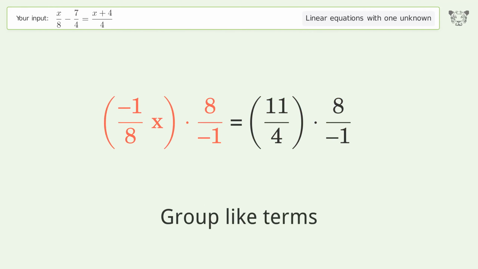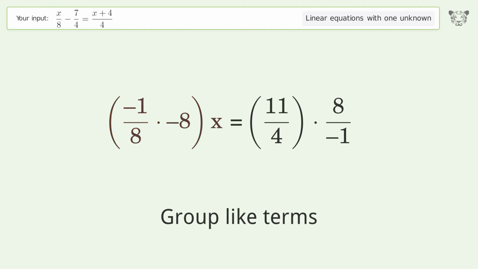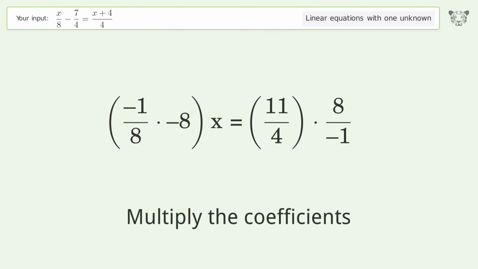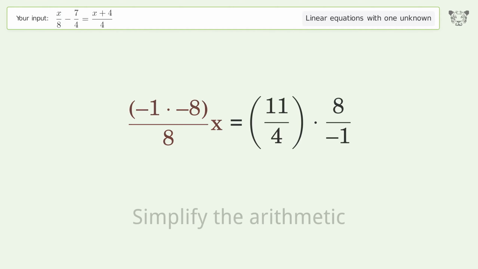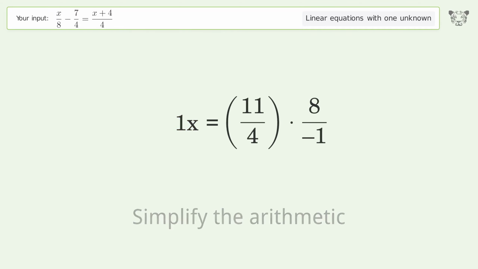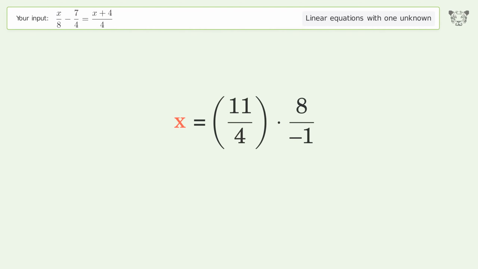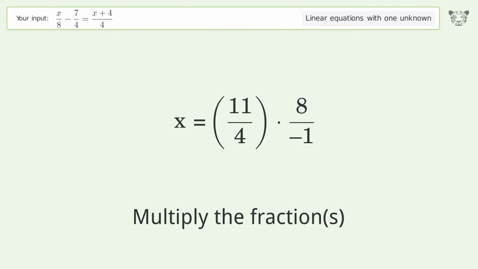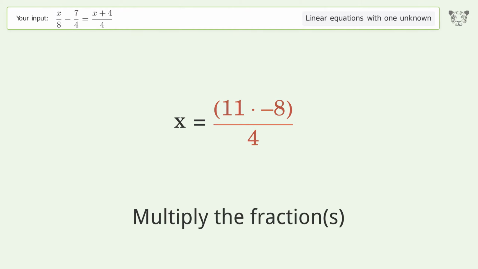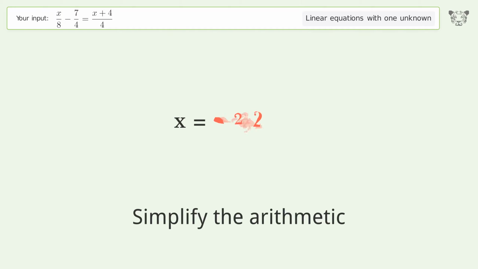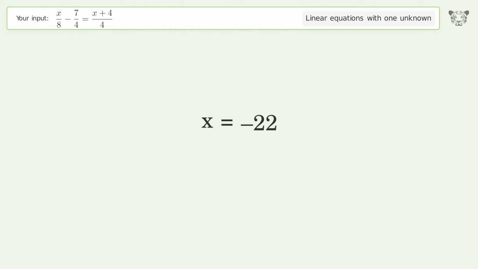Group like terms. Multiply the coefficients. Simplify the arithmetic. Multiply the fractions. Simplify the arithmetic. And so the final result is x equals -22.